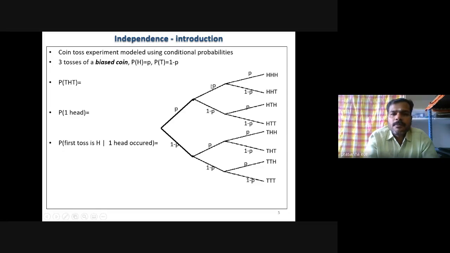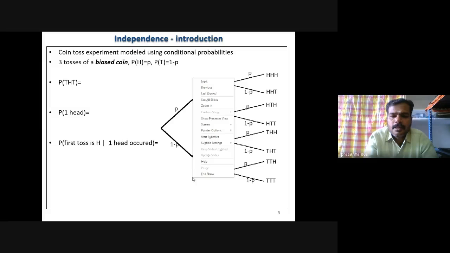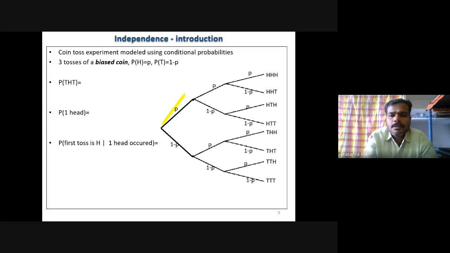This is again a coin tossing experiment which is modeled using conditional probabilities. I have shown the tree branches. A coin toss can result in a head or a tail. Assume the upper branch of the tree is the head and this is the tail branch, and then again we get a head, and again a tail. Similarly, there is another head and a tail, and so on for all the branches.